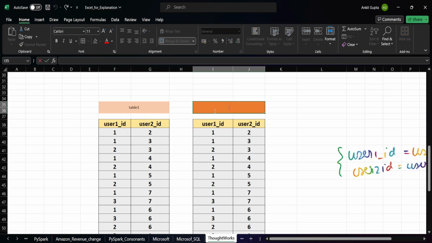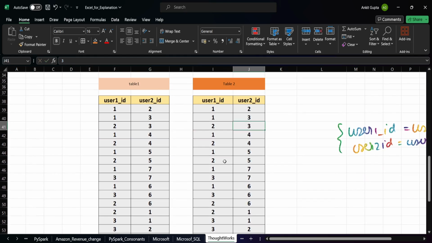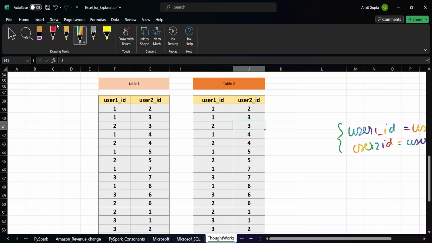We can write table 2. Okay, so this is basically the 2 table. Now we will fulfill the criteria. So let me write the formula, and that formula we will implement in code. Okay, let me write via the screen.